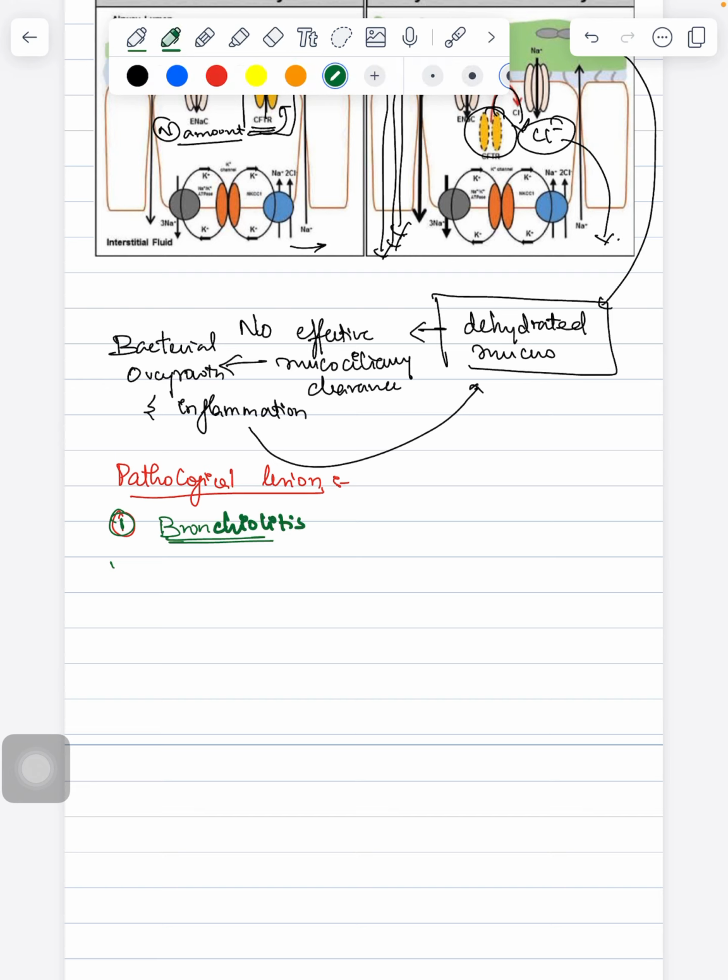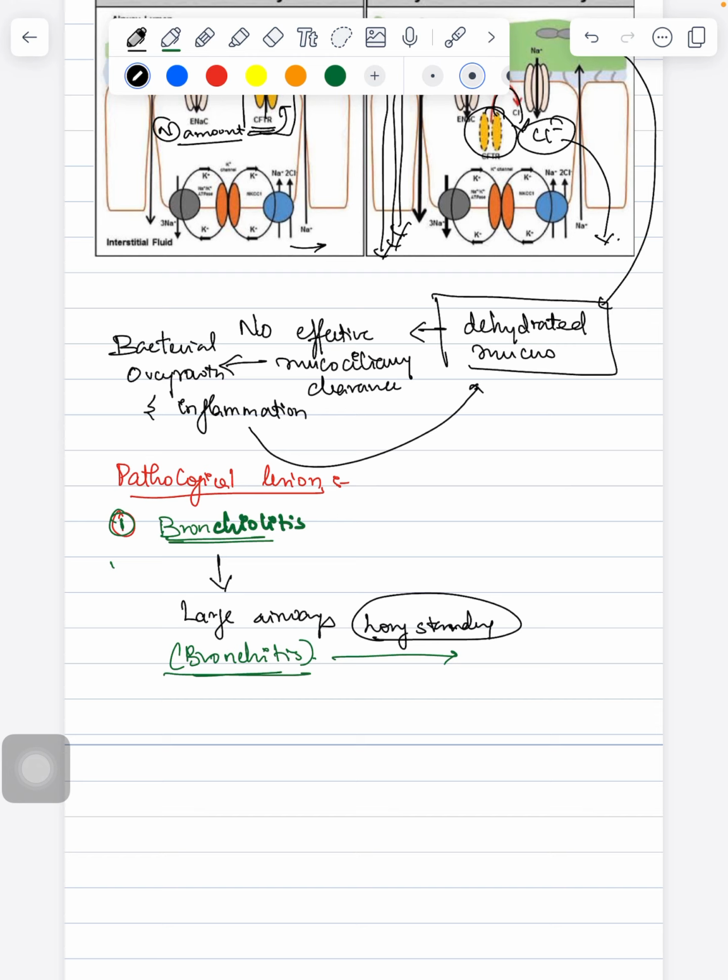Next, this inflammation will extend into the large airways. What is it called then? It is bronchitis. So this bronchitis, on long-standing duration, what is it leading to? It is called bronchiectasis.